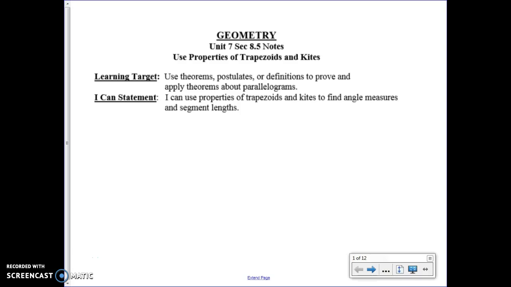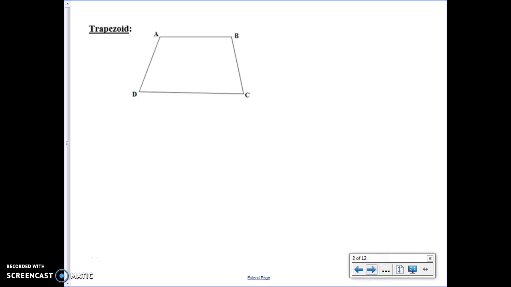Hey guys, today we are looking at two more special kinds of quadrilaterals called trapezoids and kites. So we'll start off with a trapezoid, and there's a picture there for you. A trapezoid is a quadrilateral, so it's not a parallelogram. It's a quadrilateral with special properties.